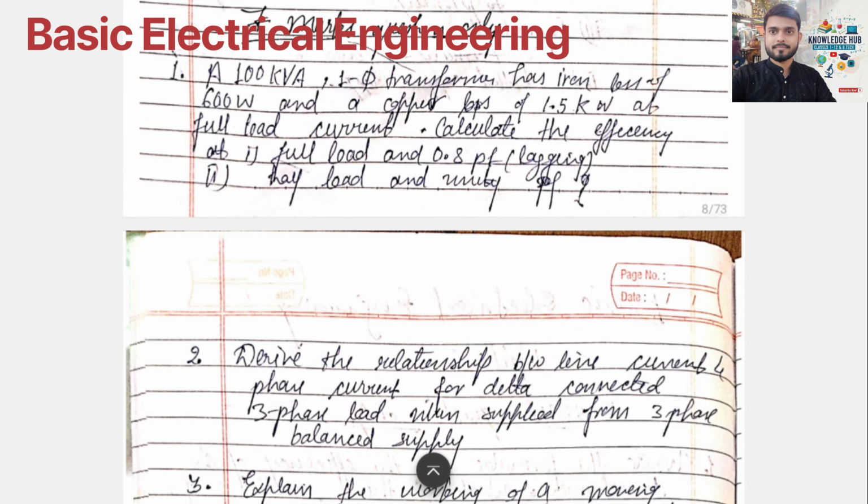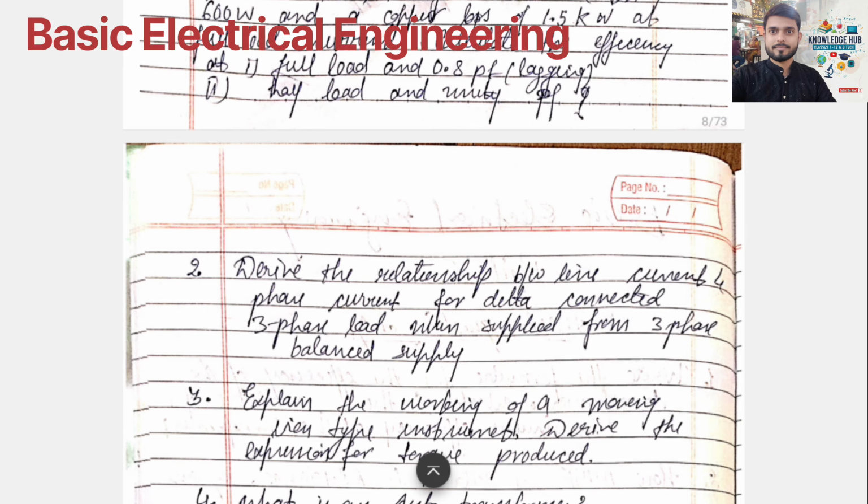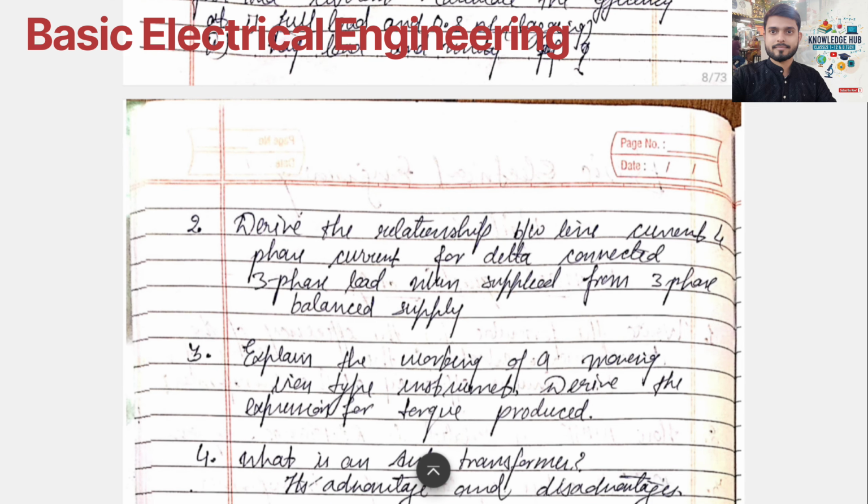First question is a 100 kVA single phase transformer has iron loss of 600 watt and a copper loss of 1.5 kilowatt at full load current. Calculate the efficiency at full load and 0.8 power factor, PF, which means power factor. Half load and working at unity, which means 1.